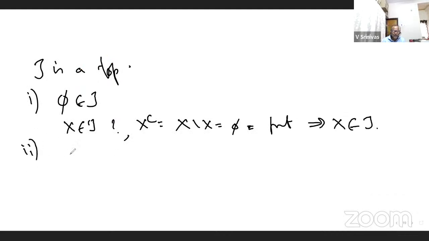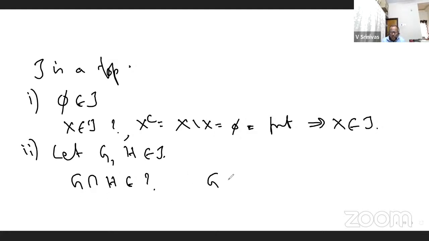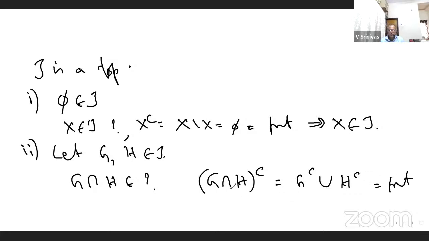Number 2, you take a finite number of sets. Let G, H belong to tau. Go for their intersection. You have to check whether this is in tau. Look at its complement. The complement of G intersection H is G complement union H complement. Now this is finite, this is finite, therefore this will be finite. So the complement is finite, therefore G intersection H will be in tau. So this is closed under finite intersections.